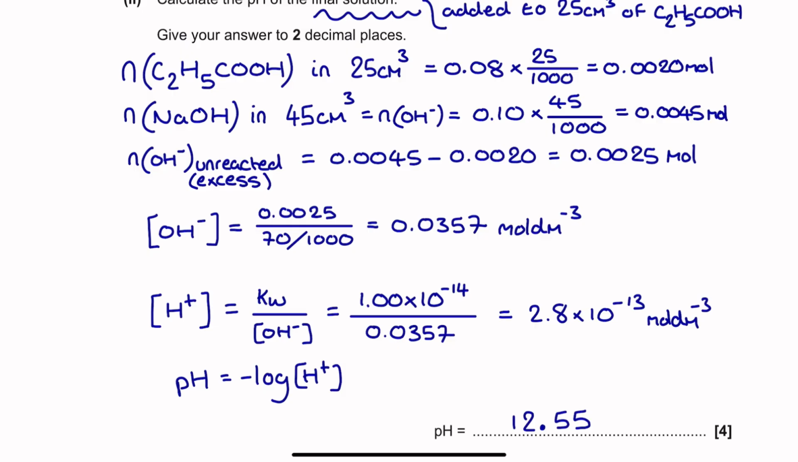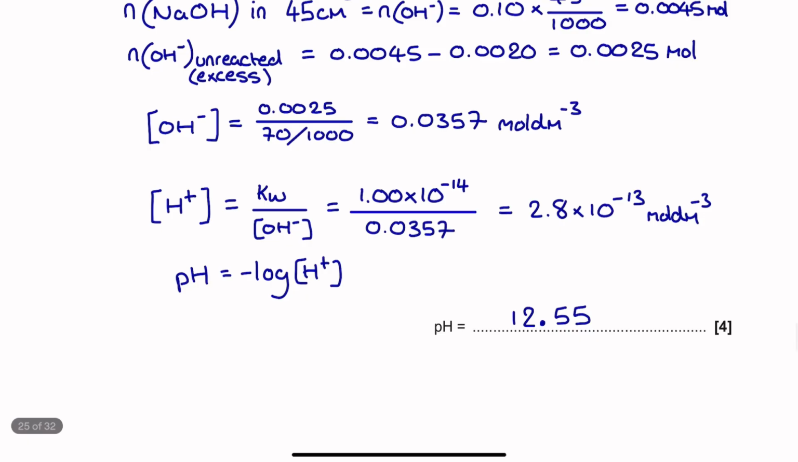Now what I need to do is turn this into a concentration of OH-, and I do so by doing the unreacted moles divided by the new volume of the final solution, which is not 45, it's 70, so that's the 25 and the 45 being added together. That gives me a hydroxide ion concentration of 0.0357 just there.